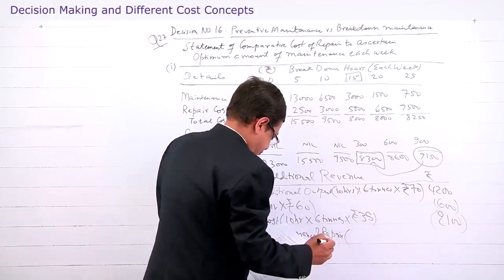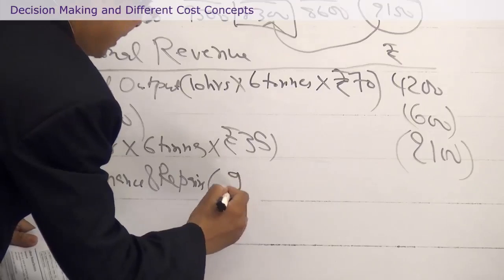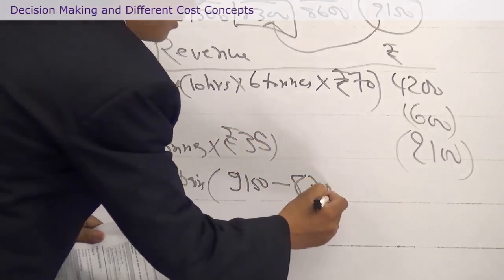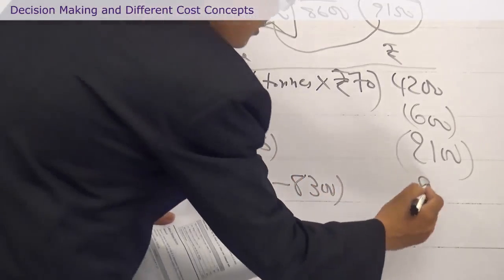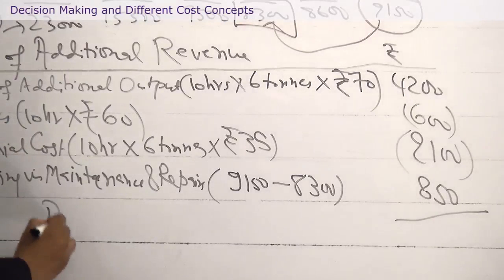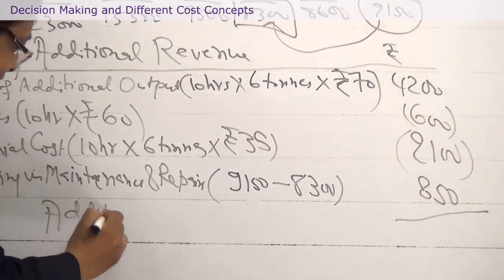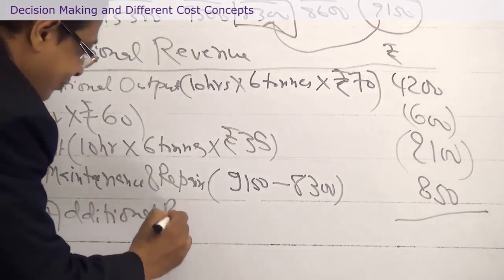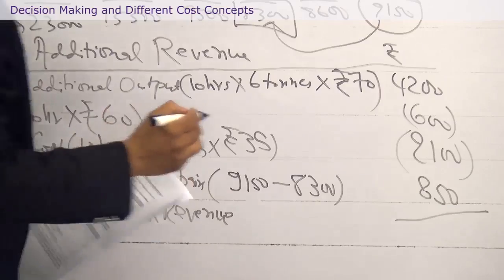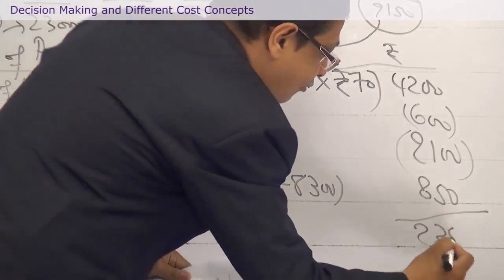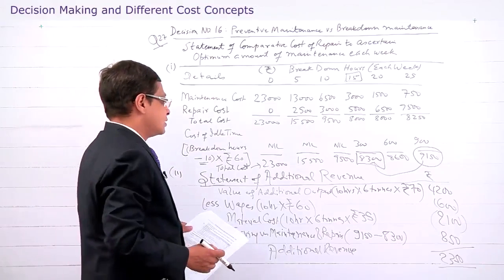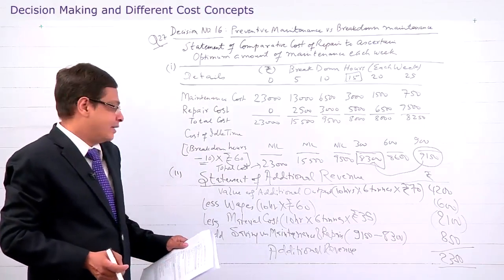So how much you save? You save 9150 minus 8300. So you save 850. This gives you additional revenue, which is 2350. So friend, this is the additional revenue you are likely to get.